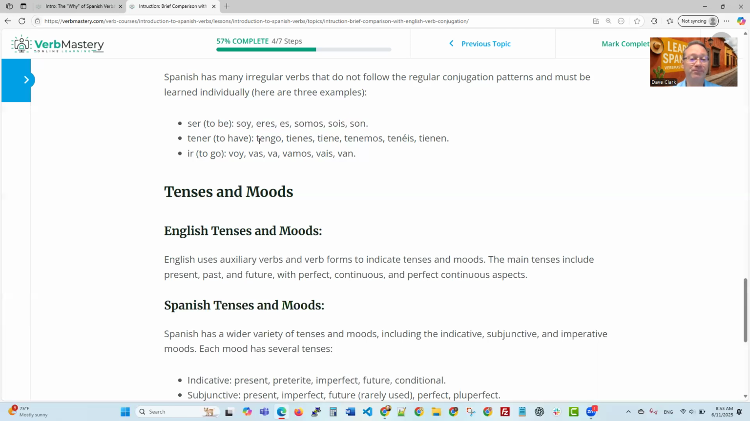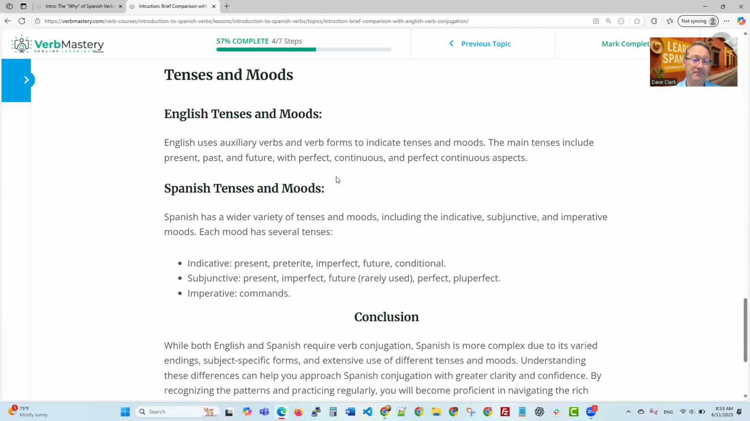Again, very irregular. Tener, which is to have: tengo, tienes, tiene, tenemos, tenéis, and tienen. And ir, which is to go, is voy, vas, va, vamos, vais, and van.